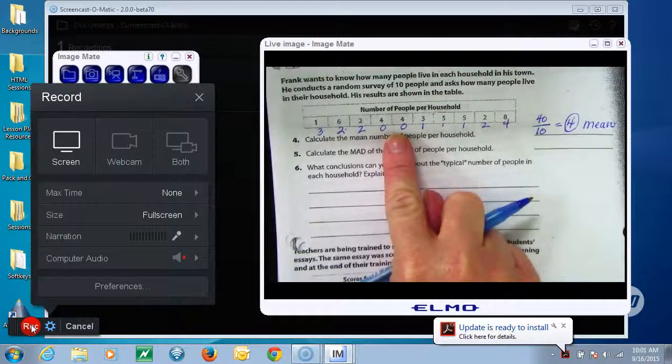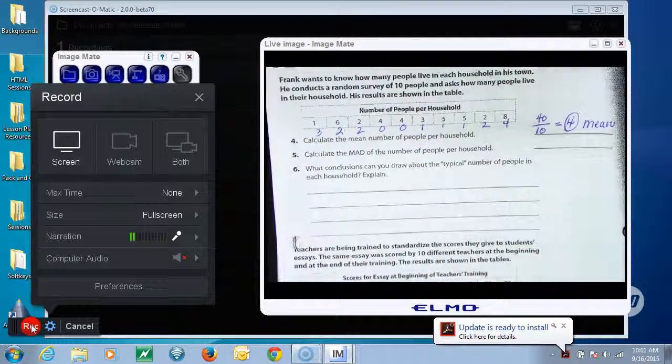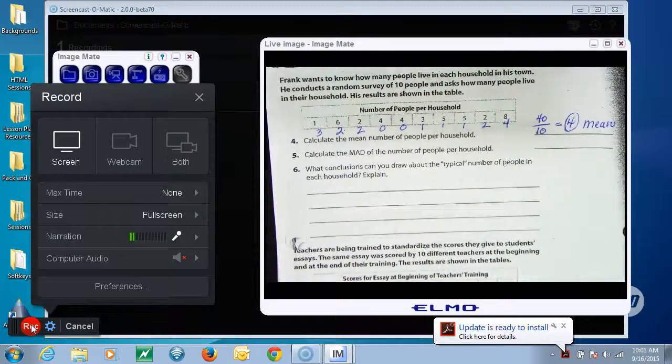Hey, are zeros numbers? Yes. Guys, 0 is a number. Every time I have people go, well, I got a 0. What? 0 is a number. 0 is an answer. 0 is a number.